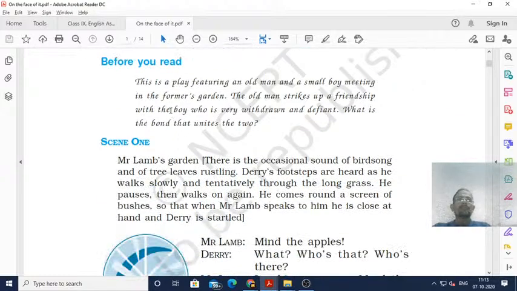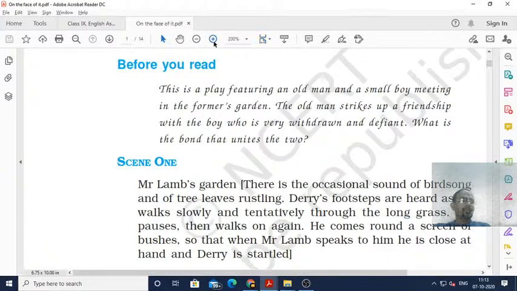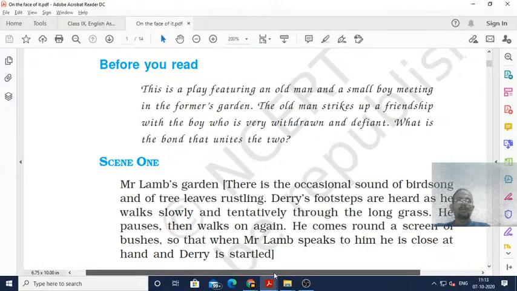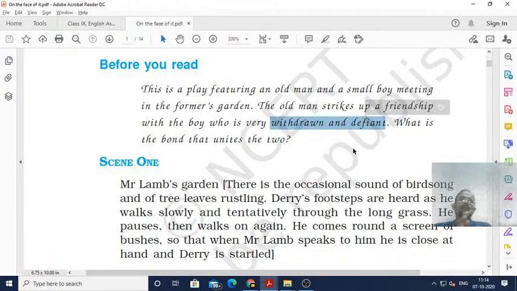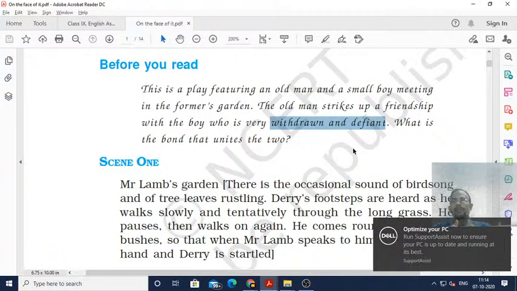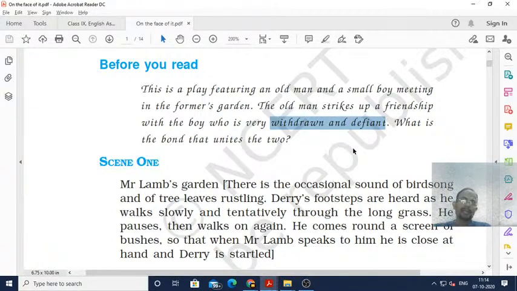So this is a play. You can see here, this is a play featuring an old man and a small boy meeting in the farmer's garden. Farmer means here the old man's garden. The old man strikes up a friendship with the boy, who is very withdrawn and defiant. Withdrawn means one who does not interact with others, and defiant means one who is very much rebelling, or revolting, in nature.